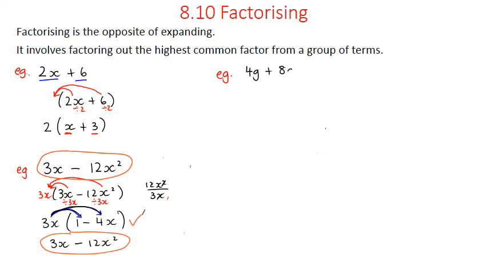4g plus 8gh minus 16. A little bit different because now we've got 3 different terms. We've got 4g, we've got 8gh, and we've got negative 16. So what's a number that can go into all 3? Remember the numbers, we've got 4, 8, and 16, so a 4 goes into everything. Oh, sorry, first we'll write it in a bracket. It makes it a bit easier to visualize.